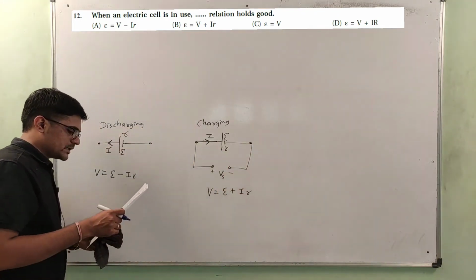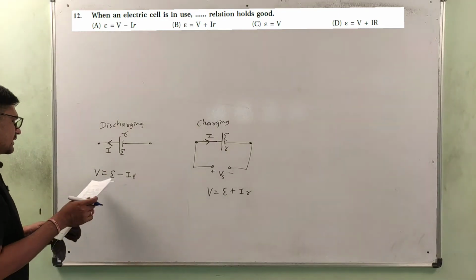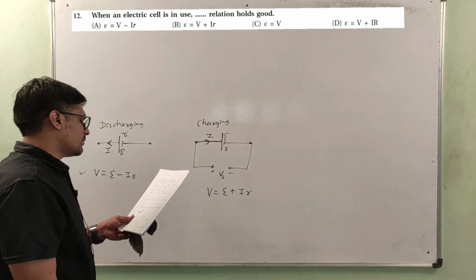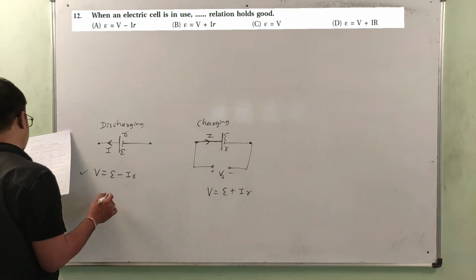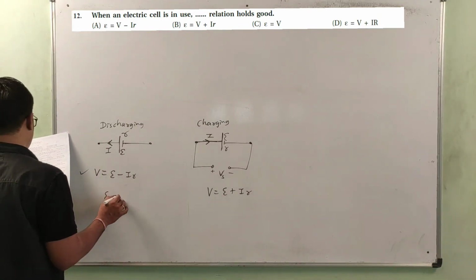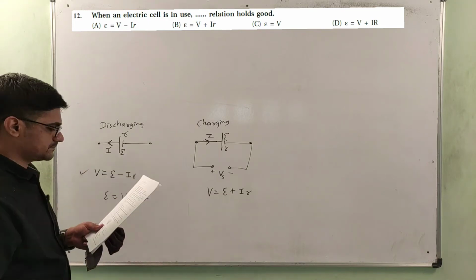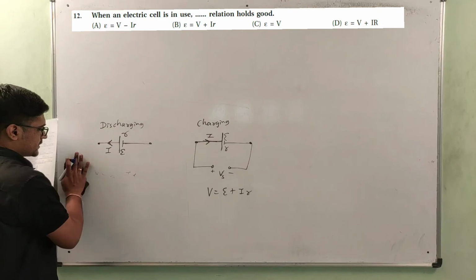So you should remember the relation. Whenever the cell is in use, whenever the cell is in discharging condition, the potential difference, the terminal voltage, is E minus IR. So E is equal to V plus IR is our answer. So B is our answer. 13th question.